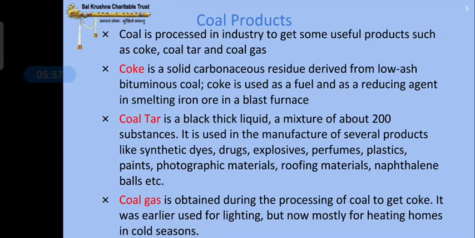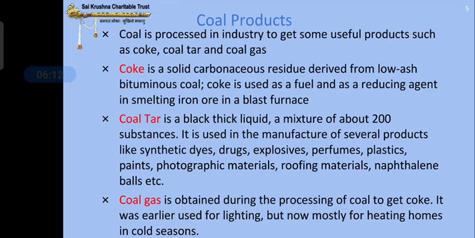Naphthalene ball is the white color thing that you keep in your almari in order to get rid of the cockroaches and all, right? So in order to manufacture all these things, we make use of coal tar.